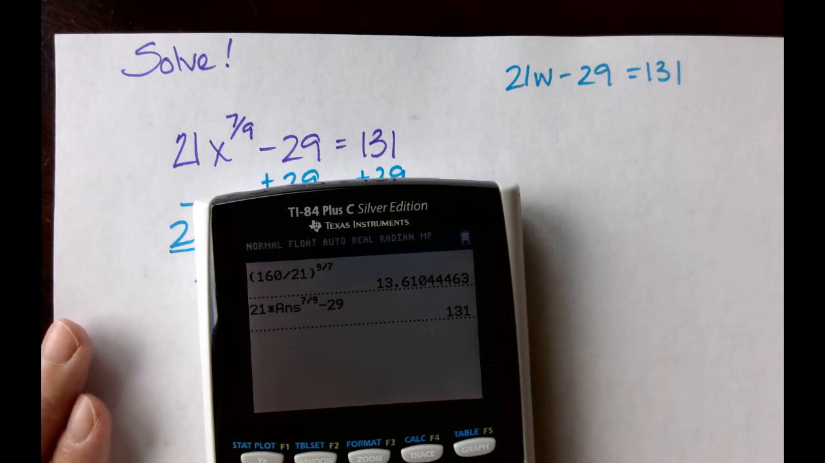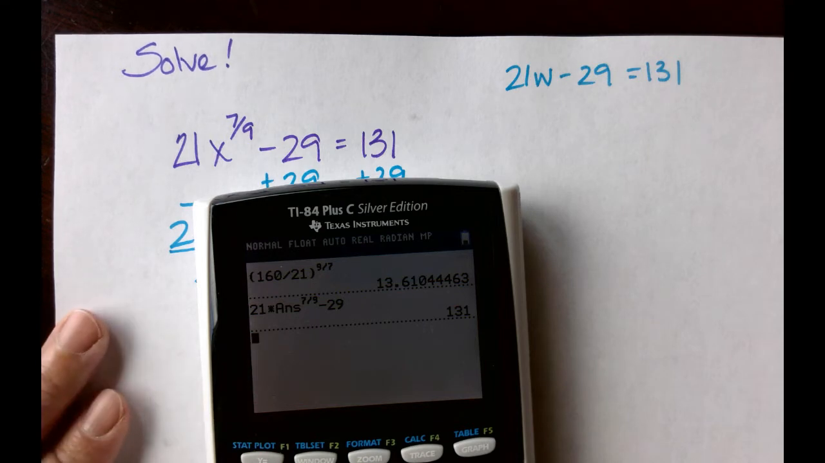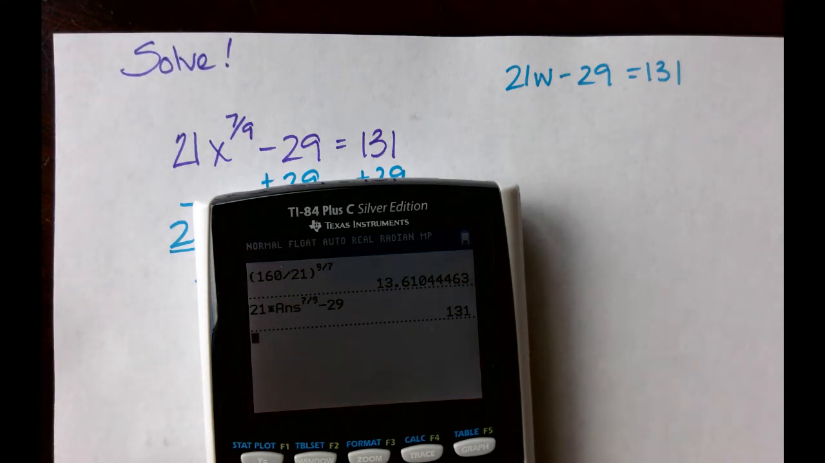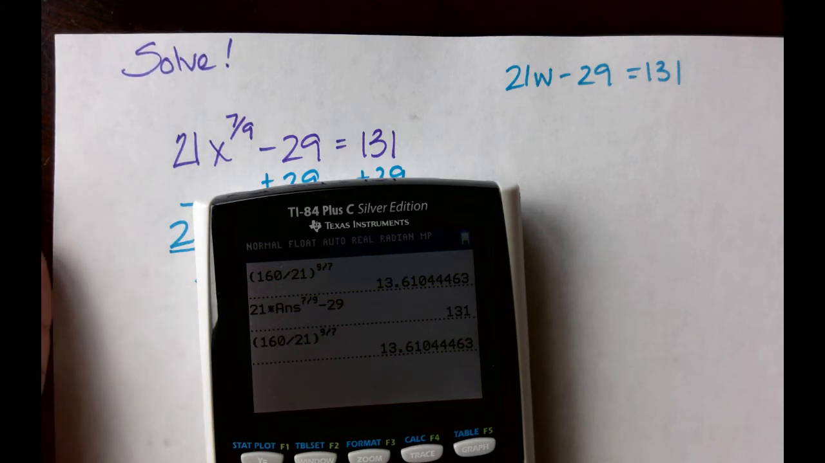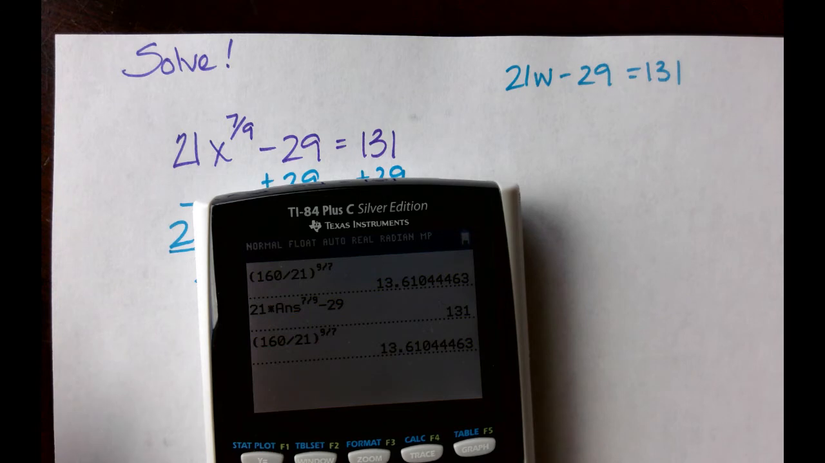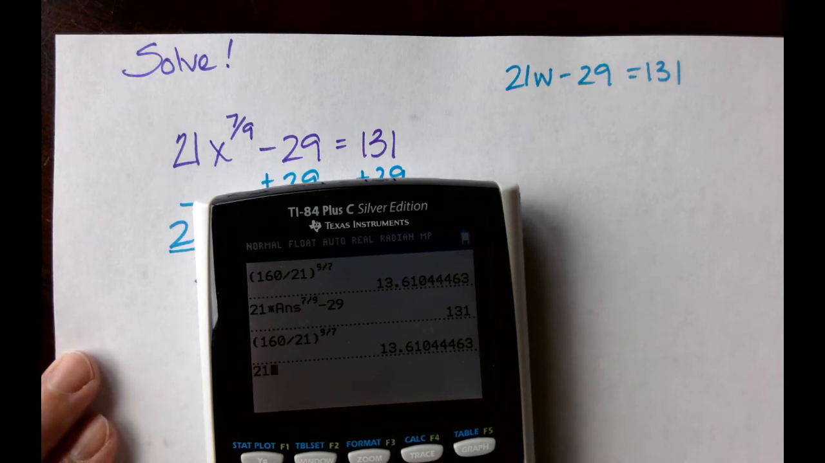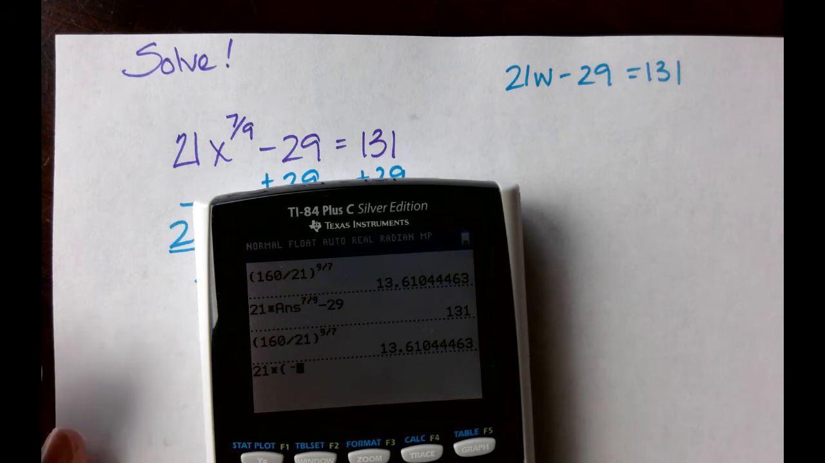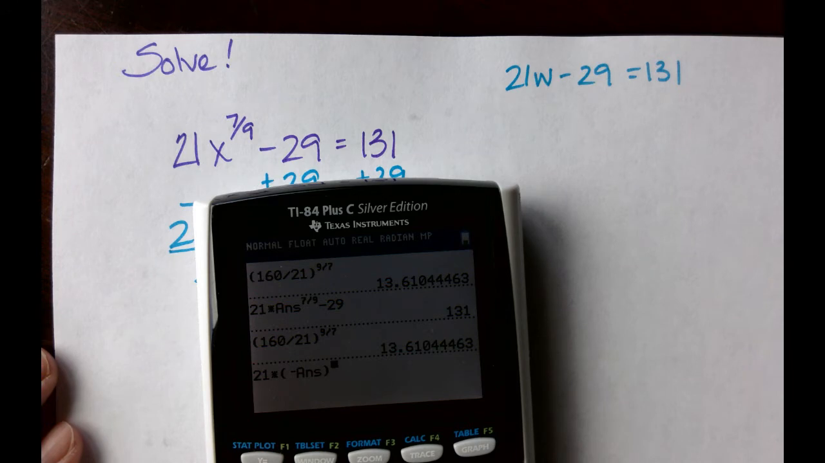Let's go try it with the negative version of your answer. Let's see if that is even possible that it would work. You know, what if you don't believe me that we don't get two answers here? So there's the answer on the calculator that we got where we assumed everything was positive. Now let's do this. We'll do 21 times, this time I'll use parentheses. I'll use negative of that answer. I'll raise that to the 7/9. Come down to subtraction and subtract 29.